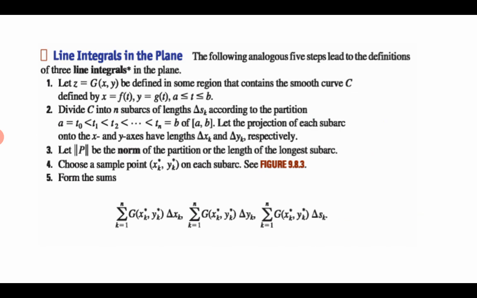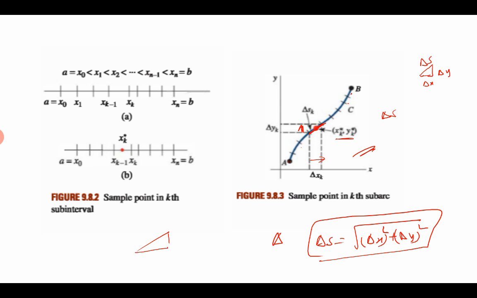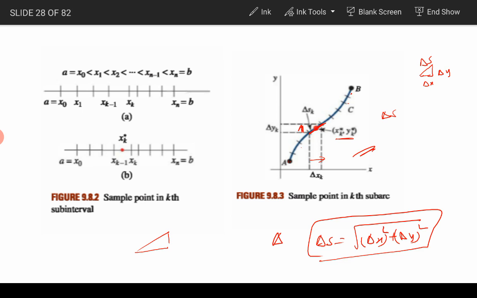Now, line integrals in a plane. The following are analogous 5 steps to the definitions of the 3 line integrals in a plane. See, let z is a function of x and y defined in some region that contains the smooth curve C. So the function is defined somewhere in the region.